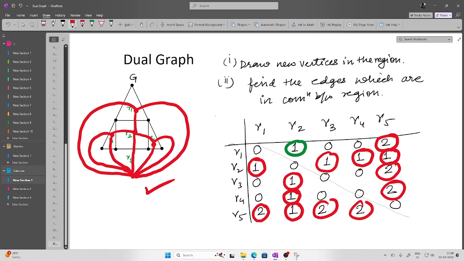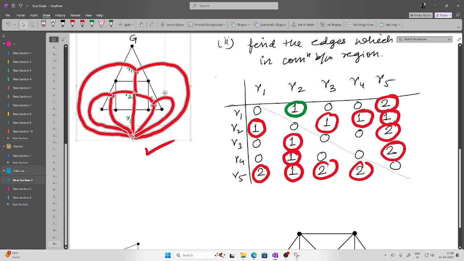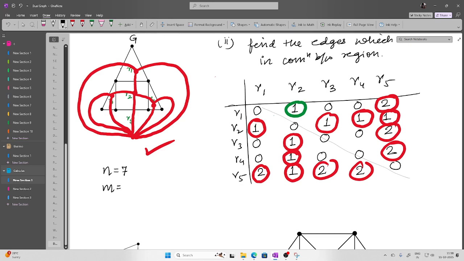Now, the important thing here is, if you note this original diagram, very closely watch. In the original diagram, we have 1, 2, 3, 4, 5, 6, 7 edges. How many vertices? 1, 2, 3, 4, 5, 6, 7, 8, 9, 10. So 10 vertices are there. How many faces or regions? 1, 2, 3, 4, and unbounded 5.